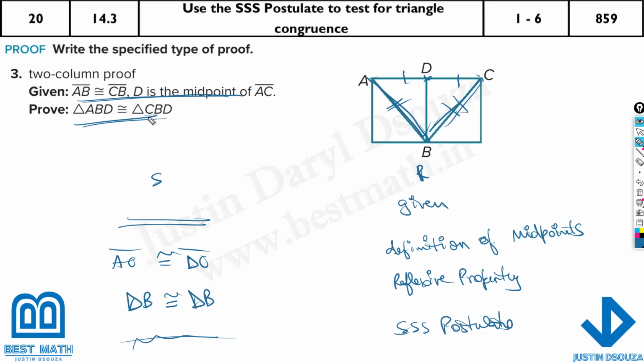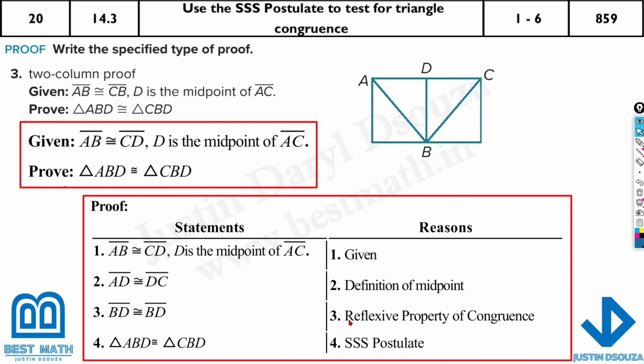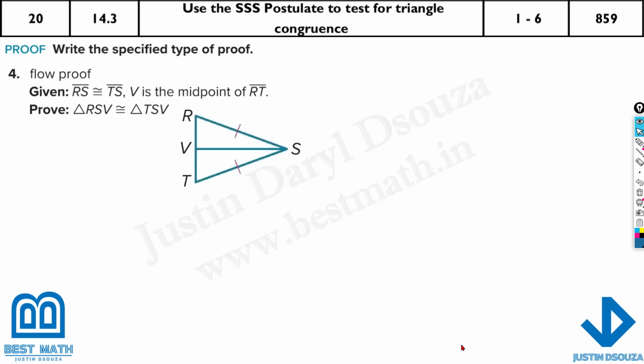And then you write the proof, whatever is there, that's the triangle ABD is congruent to CBD. So here we go. It's two important reasons, definition of midpoint and reflexive property of congruency. Then they are proven by SSS postulate.